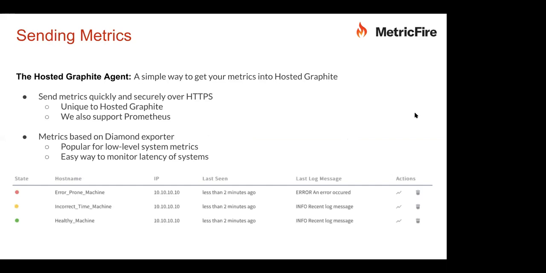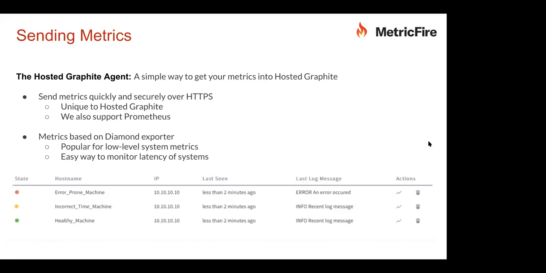So I'm going to talk a little bit about sending metrics to your hosted Graphite or Metricfire account. We offer something called our hosted Graphite agent, which is just a simple way to get your metrics into hosted Graphite. This is a simple way to securely send your metrics over HTTPS, and it's a very quick, easy way, with minimal setup. This is unique to hosted Graphite, and you won't find something like this with an open source version. We also support Prometheus, which people may use to monitor latency, but we're going to talk a little bit more about our Graphite solution today.